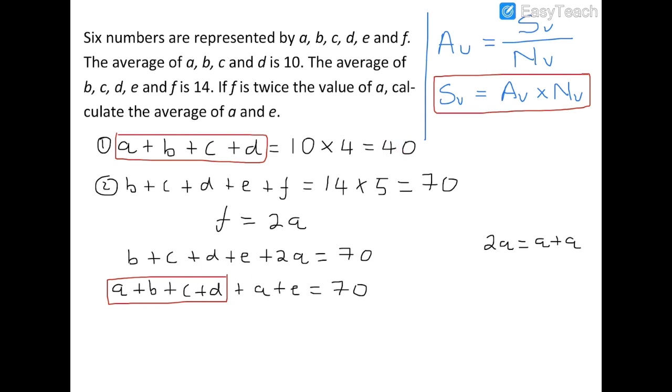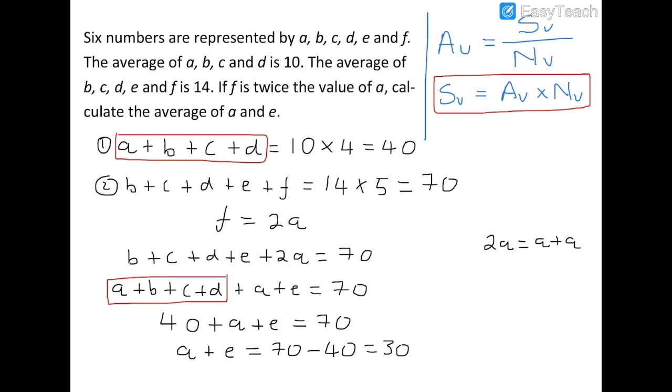And then this will be what? This will be 40 plus A plus E is equal to 70. And if we solve, A plus E is equal to 70 minus 40, which is equal to 30.